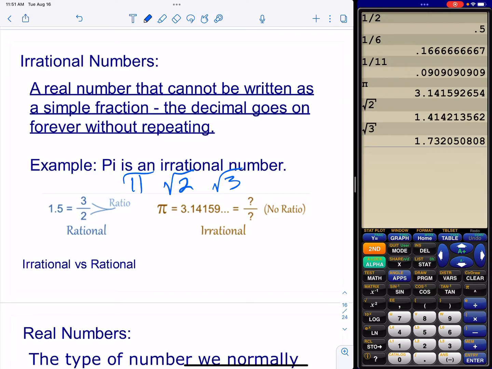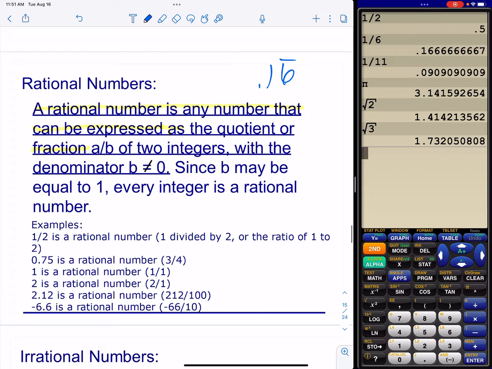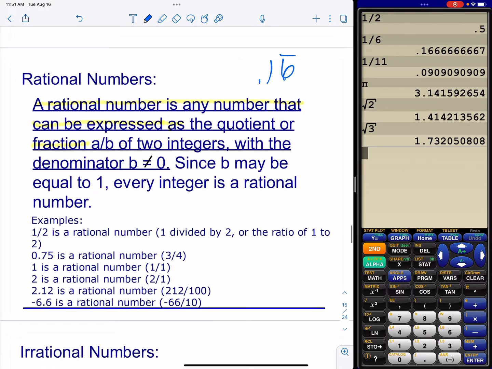If there is a pattern of repetition, it's rational. If there is no pattern of repetition, it is irrational. And we need to remember, irrational means a number that cannot be written as a simple fraction, whereas rational is a number that can be written as a fraction.